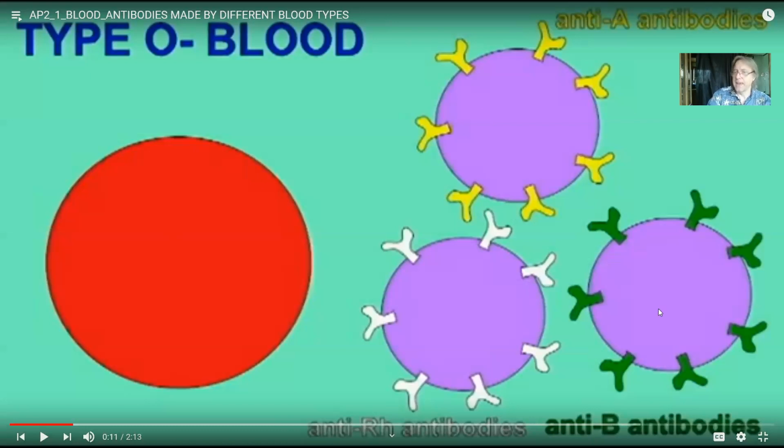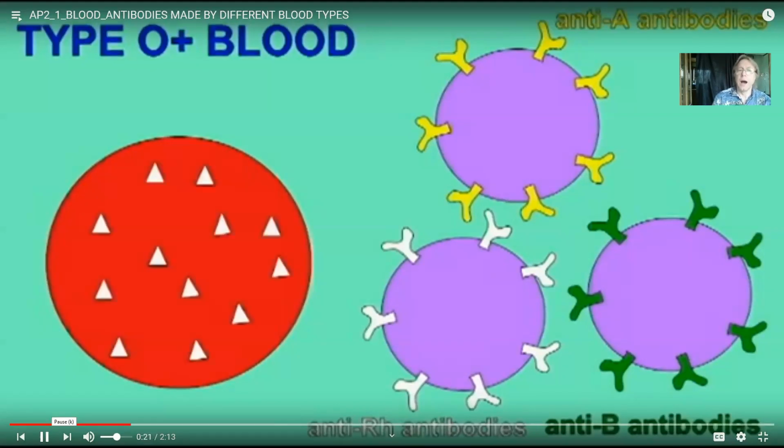So they can make anti-A, anti-B, and anti-Rh antibodies because none of these would attack self. So those are the antibodies that someone who is O negative makes. Now, someone who is O positive is blood type O because they don't have yellow or green triangles, but they do have those white triangles.